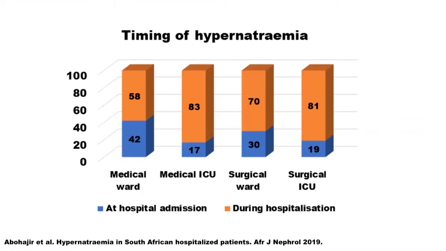This is an interesting slide showing the timing of the hypernatremia. So the blue represents patients that had hypernatremia at the time of hospital admission, and the orange, the patients that developed this during hospitalization. And as you can see, interestingly, most of the patients that developed hypernatremia, developed this in the ICU, surgical or medical, rather than in the wards.